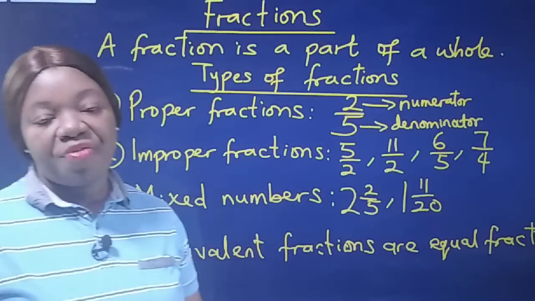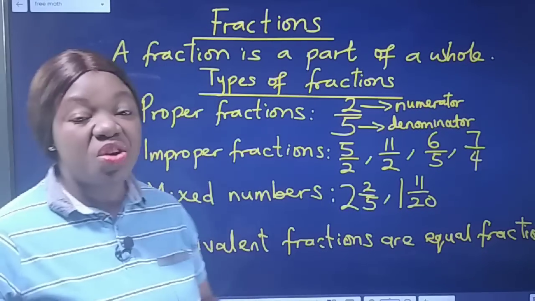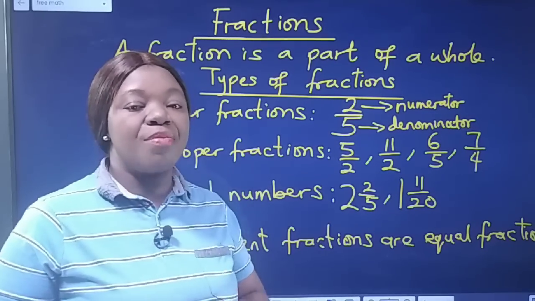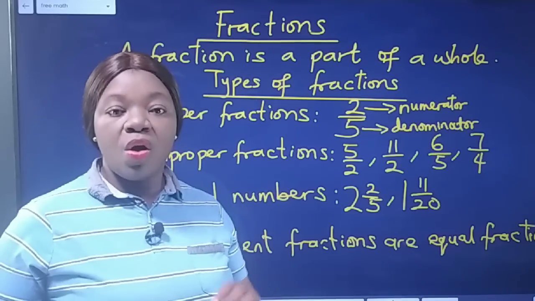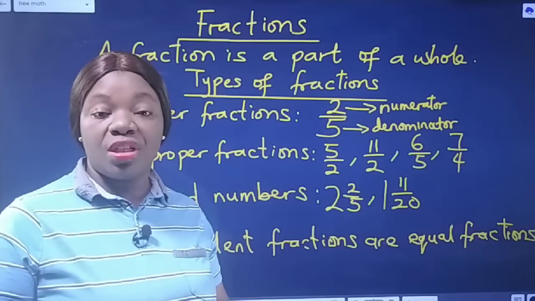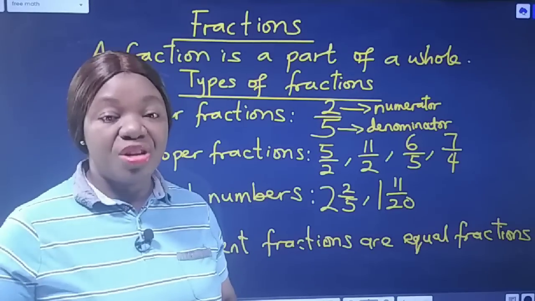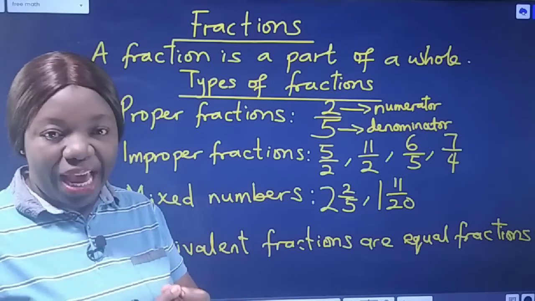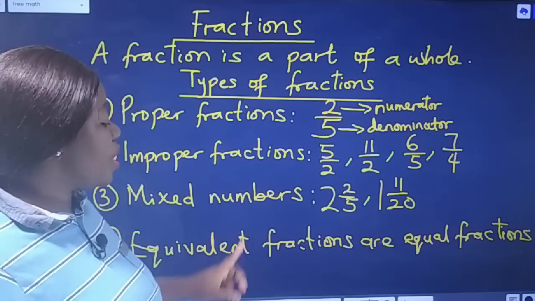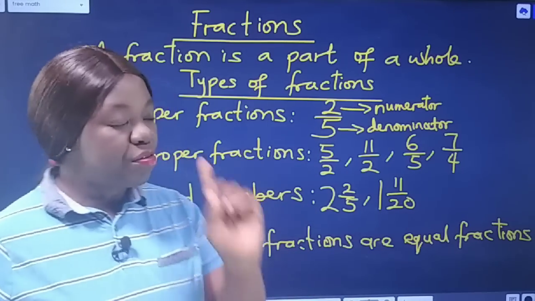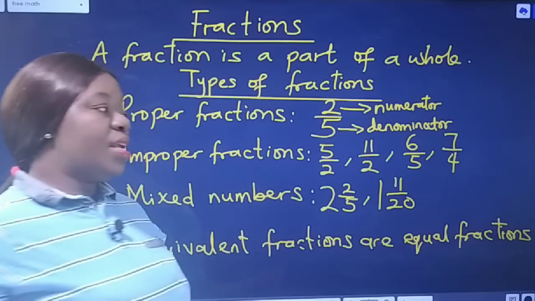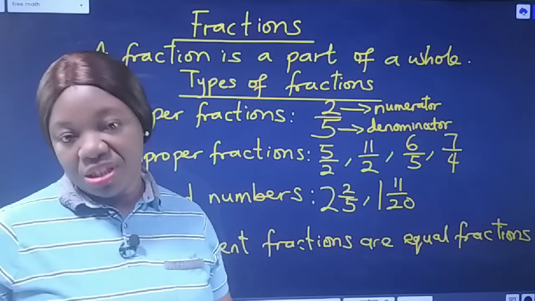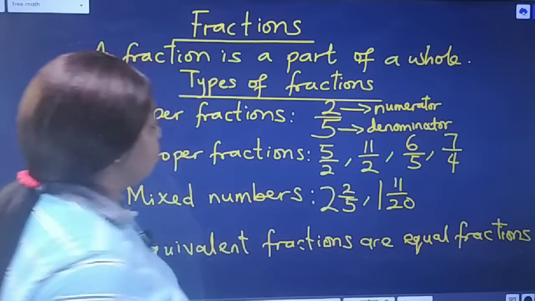Now, what do we mean by equivalent fractions? Equivalent fractions are fractions that are equal. Such fractions can be reduced to the lowest terms, or multiplied by another number, making sure that the numerator and the denominator are multiplied by the same quantity. So equivalent fractions are equal fractions. At this point, I want you to pause this video and copy whatever you're seeing on the screen. All right, so now let's continue.